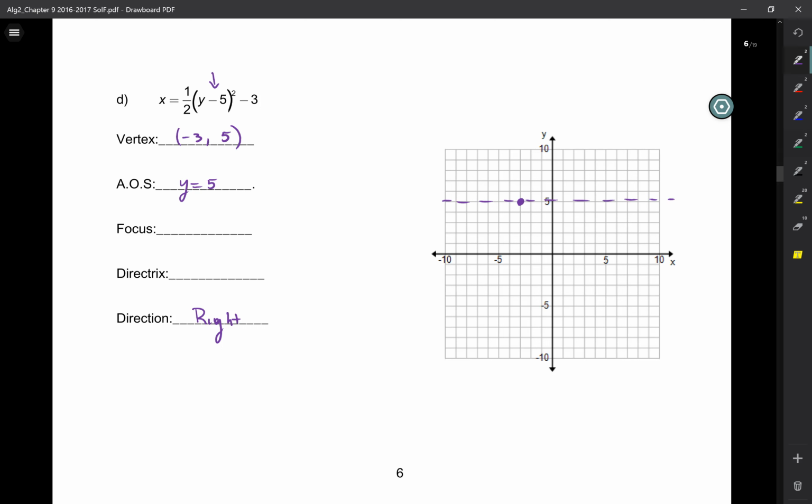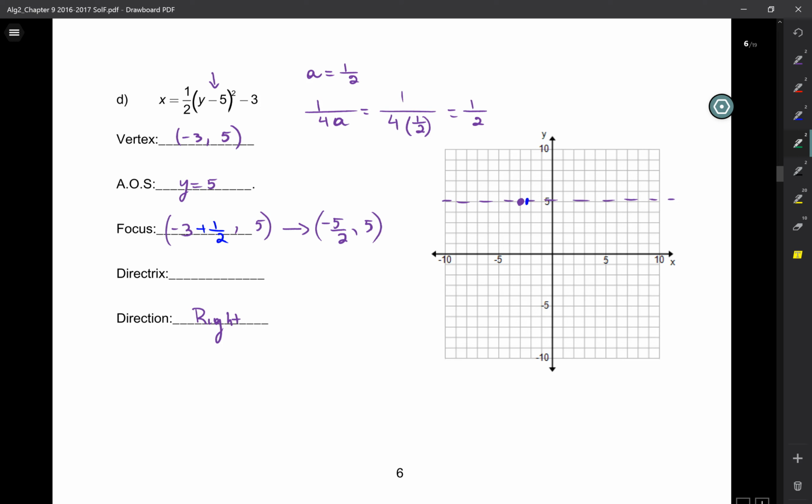Okay, now, for the focus, how much is a? A is 1/2. 1 over 4a is equal to 1 over 4 times 1/2. So it's how much? 1 over 2. So, for the focus, is the x or y coordinate going to change? The x coordinate is going to change because I'm going to move horizontally. So, I say negative 3 plus 1/2, comma 5. So that's negative 5 over 2, comma 5, which is negative 2.5 here.